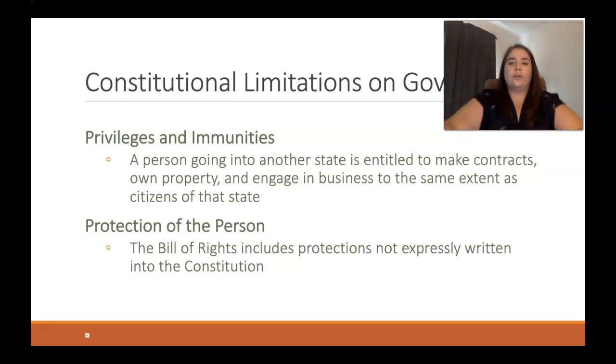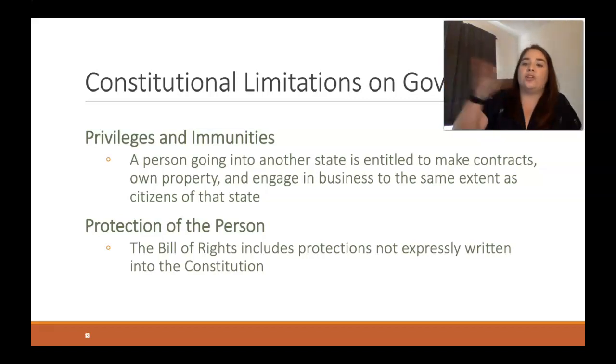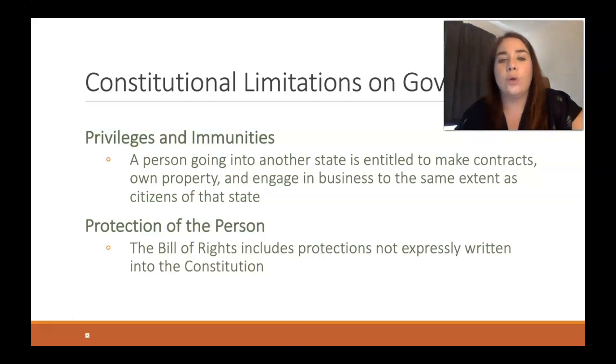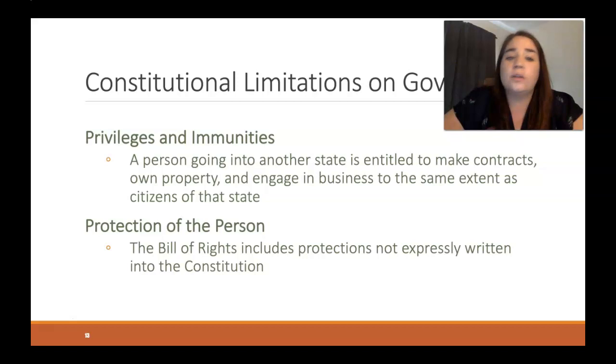Some other clauses that are important for us: privileges and immunities is what makes it possible for people to engage in business in other states with citizens of other states and have it not be anarchy, okay? So when you go into another state, even if you're not a resident or citizen of that state, you get to make contracts, own property, and engage in business to the same extent that that state's citizens do. And that's under the Privileges and Immunities Clause.